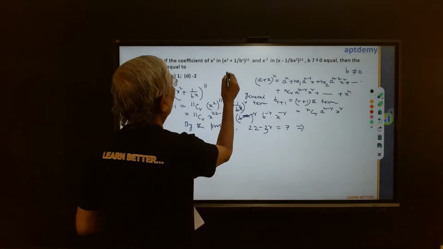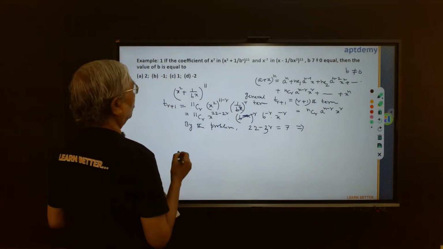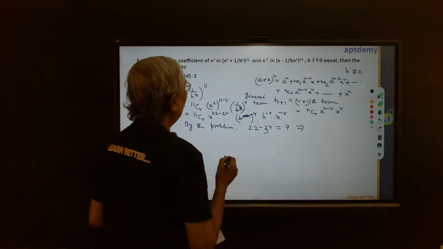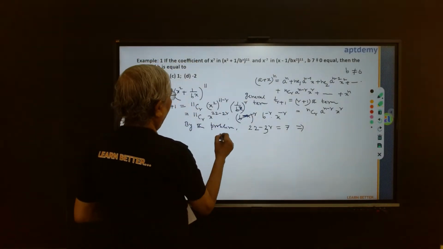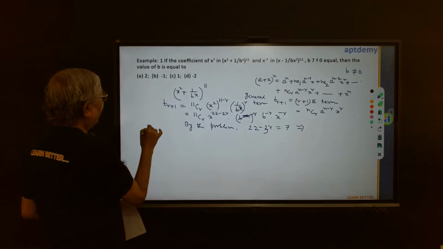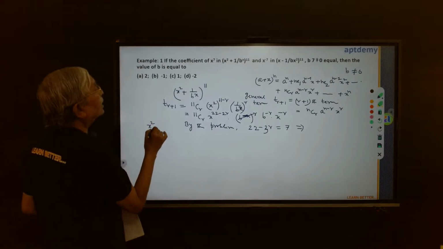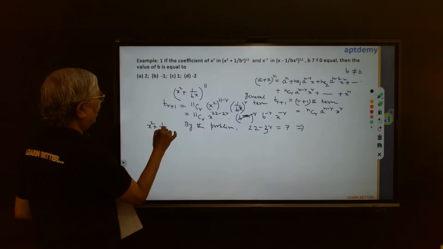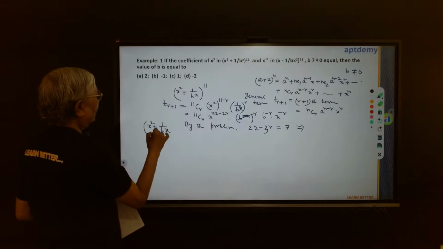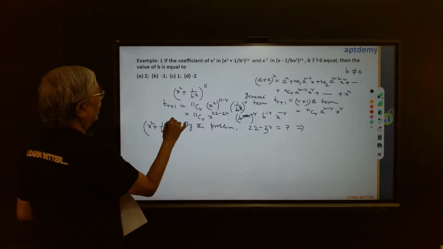So this term is 1 by bx whole to the power 11, so this is our bx, not b to the power x. This will be x squared. Look here, the expression is x squared plus 1 by bx, not b to the power x, whole to the power 11.